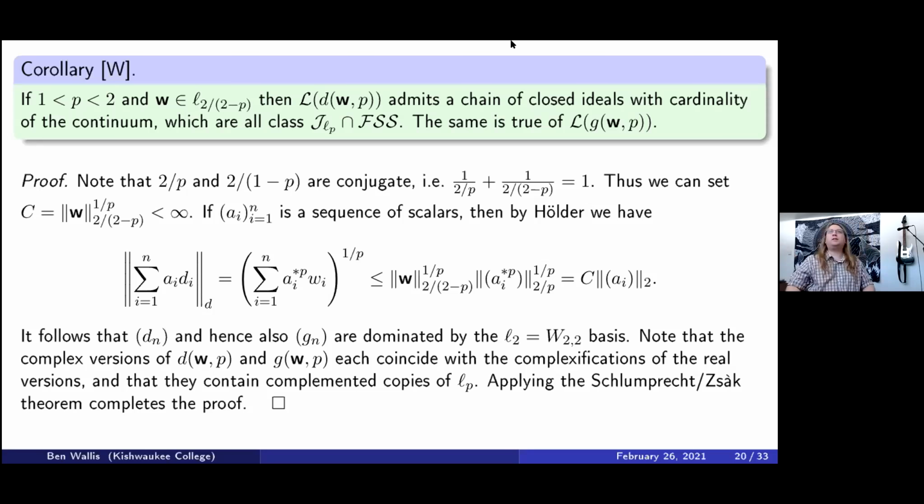And yeah, I know it's a cheap thing to do, but I don't know, why not? So I did it. And so it follows then that the Lorentz basis is dominated by L2. So, by the way, is the Garling basis. Same thing works for the Garling basis. Obviously, LP is already complemented. And so for these particular special cases of both the Lorentz and the Garling sequence spaces, you get a chain of closed ideals with cardinality of the continuum, which are, by the way, also all LP factorable, and they're all finitely strictly singular. So yeah, thank you, Thomas Schlumprecht and Andrzej Zsak. It's the theorem that keeps on giving.